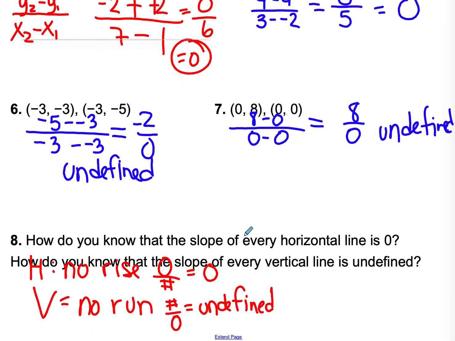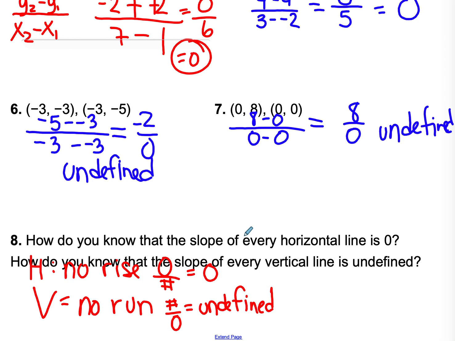And then our last question down here: how do you know the slope of every horizontal line is 0, and how do you know the slope of every vertical line is undefined? So horizontal, there's no rise at all. It's flat like the floor. So 0 is going to be on the top part of my ratio, and it will be 0 overall.